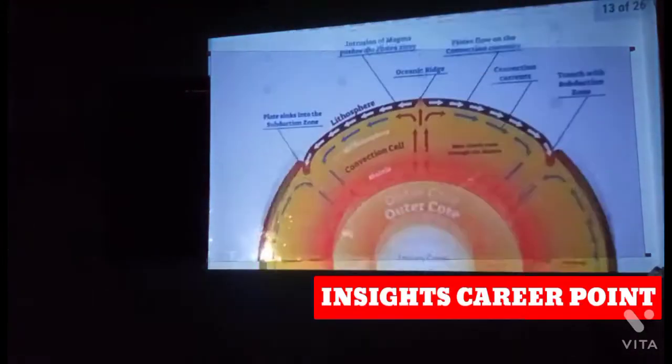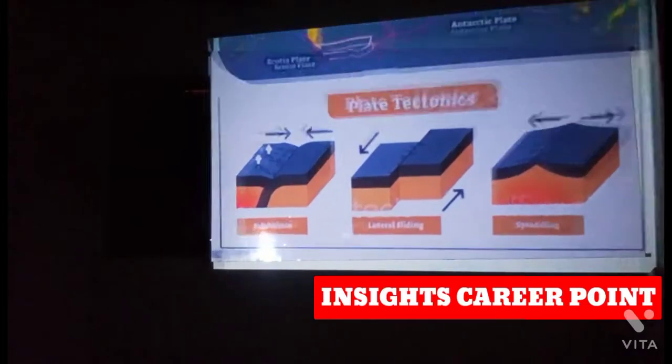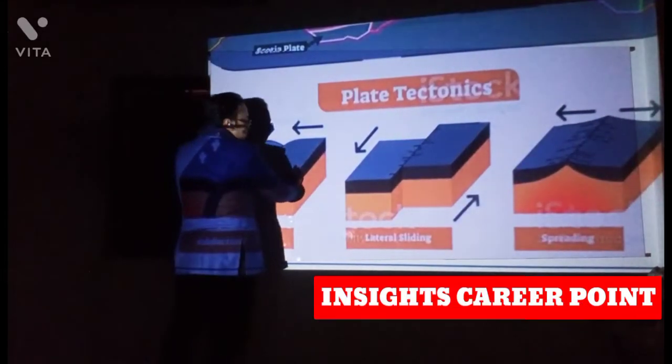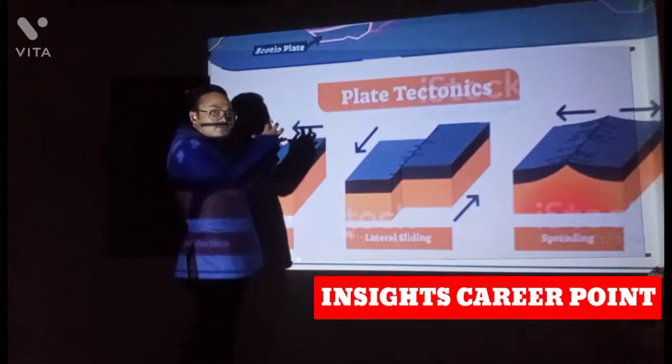Let's come back to the movement of the plates. I have told you that there are movements. In plate tectonics, the word tectonics means movement. Whenever we see the plates, for instance, these two plates, if the convection current rises in the interior of the earth, then there will be movement, isn't it?